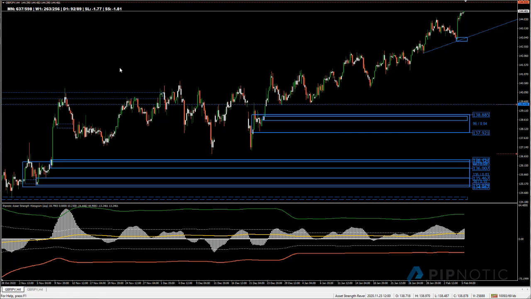I'm not having a look at what's going on with the fundamentals. This is just a pure buy and sell zone analysis of the pair.